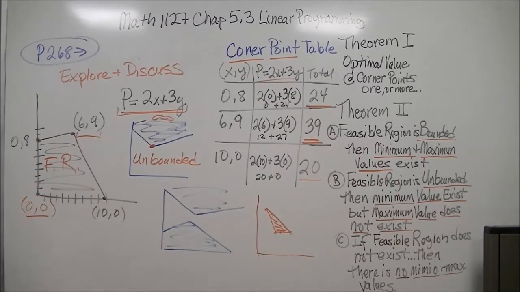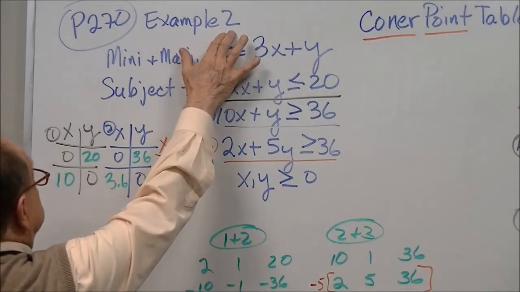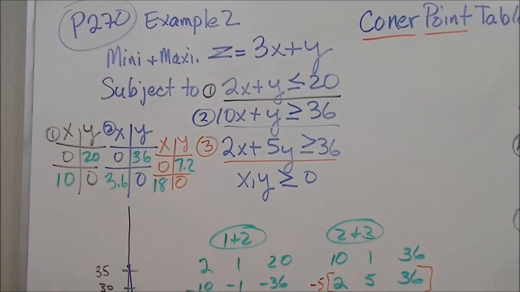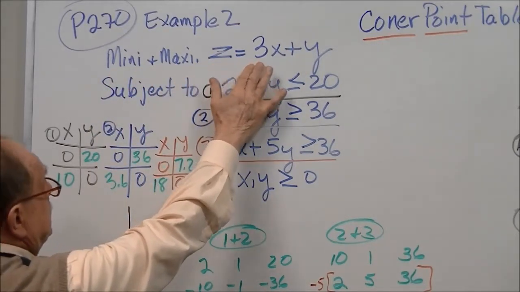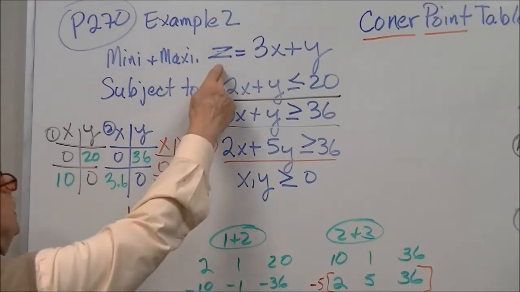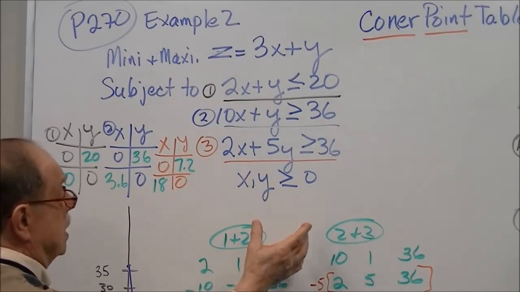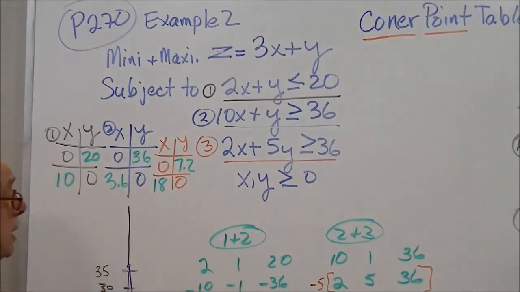Okay, we'll go on to an example now. All right, we're going on to physically now do example 2 on page 270. Now what they're asking us is a minimum and maximum based on this, z equals 3x plus y, subject to these three equations or inequalities and these qualifiers. So this is what puts it into our, later when we graph it, our first quadrant.